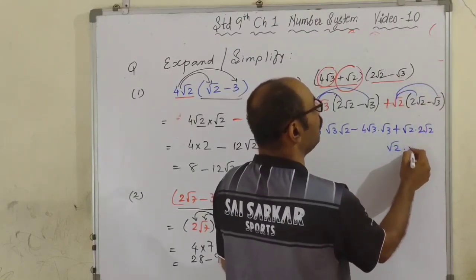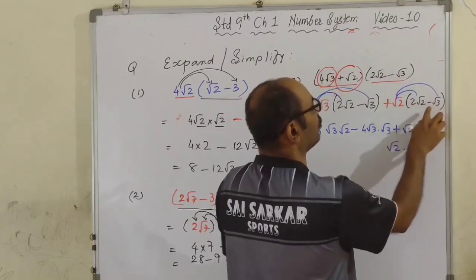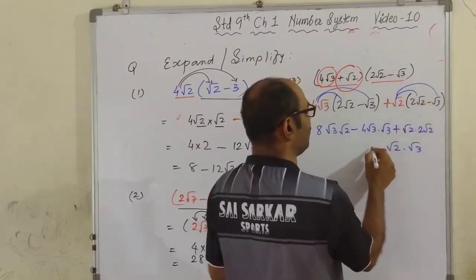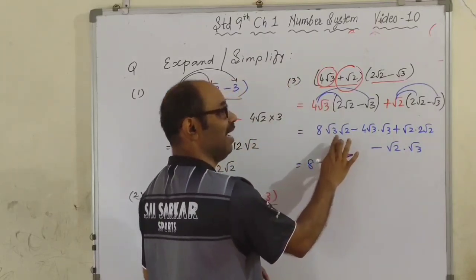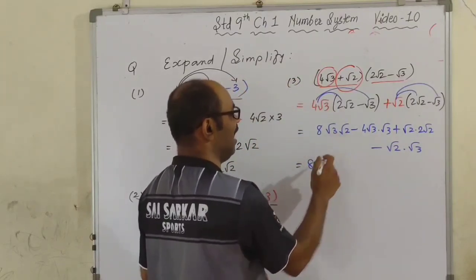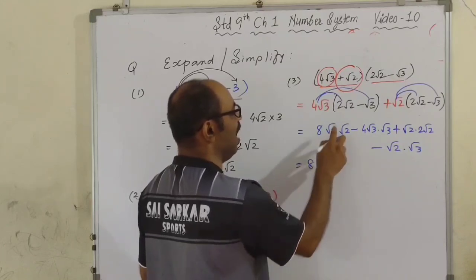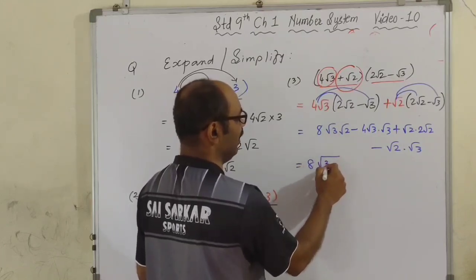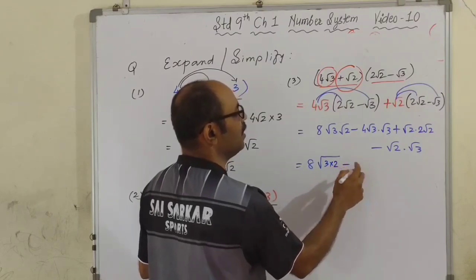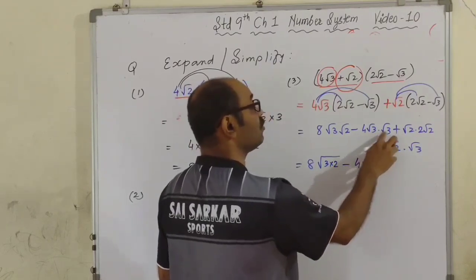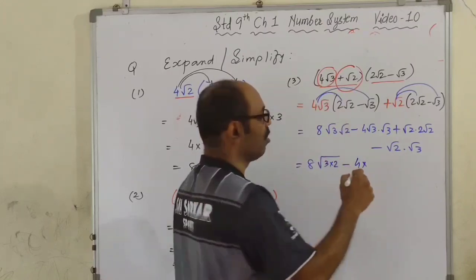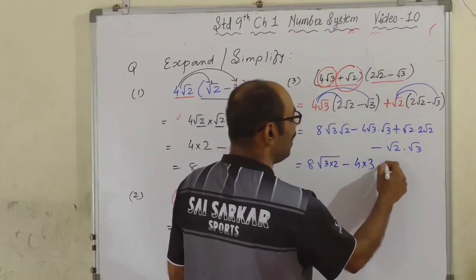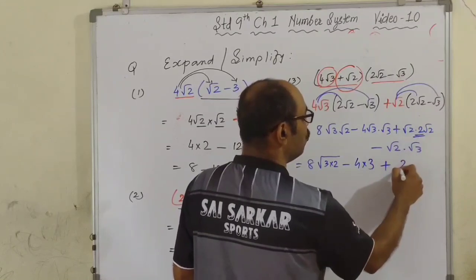Root 2 into root 3, root 2 into root 3, minus or plus, different sign, so minus. Now this is 8. Bataya tha maine, do product hai. So 2 square root become 1, or inside 3 into 2. Minus 4 into this is root 3 into root 3, same. Root 3 square, square square root gone. So 3. Plus ye wala 2.